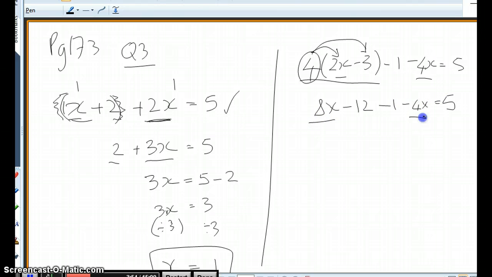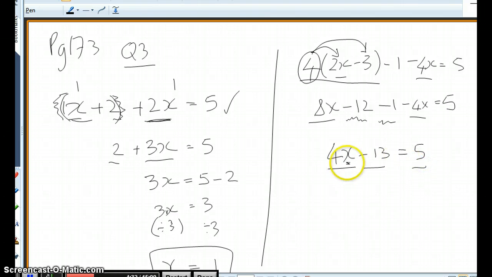Now I can go collecting those things that look the same. 8x minus 4x minus 4x. I'm also going to collect the numbers together. Minus 12 minus another 1, minus 13 must equal 5. Four times a number minus 13 will give 5.